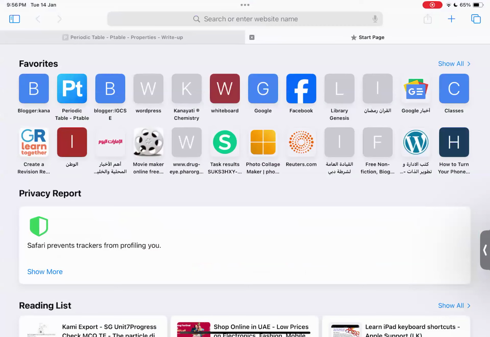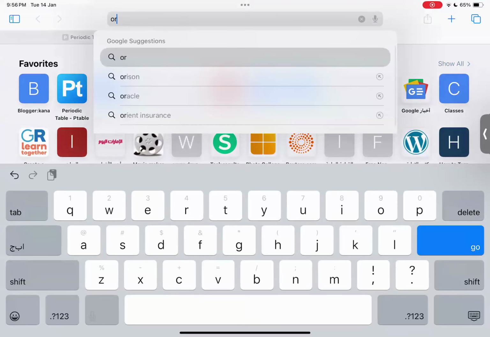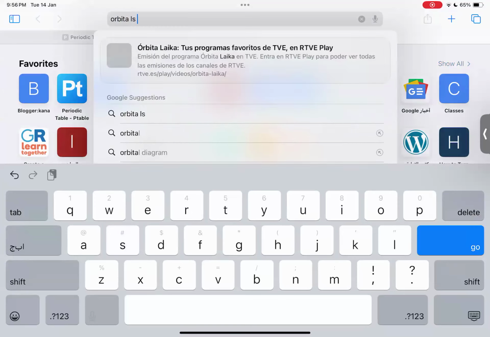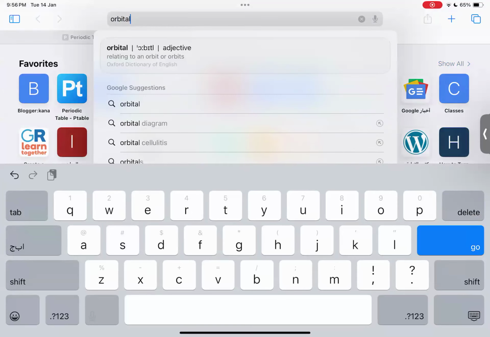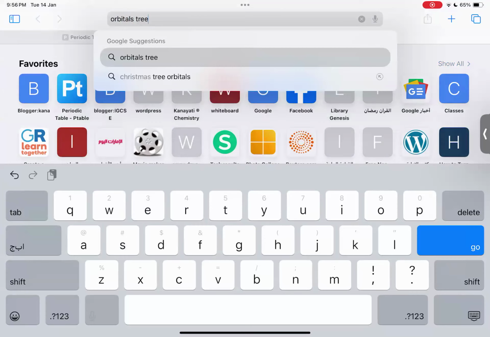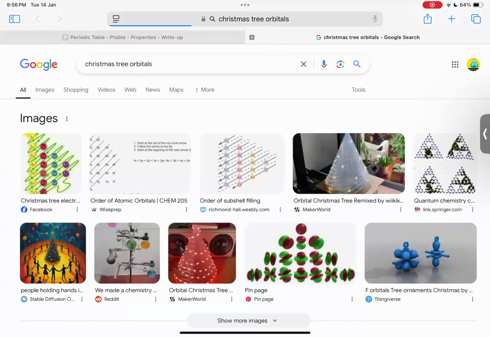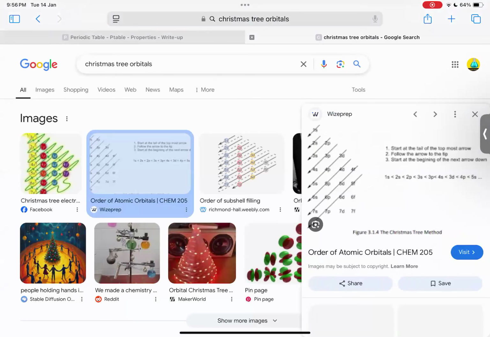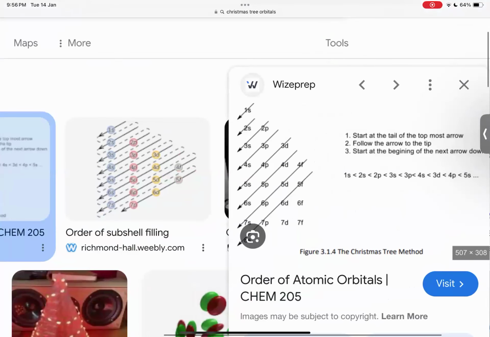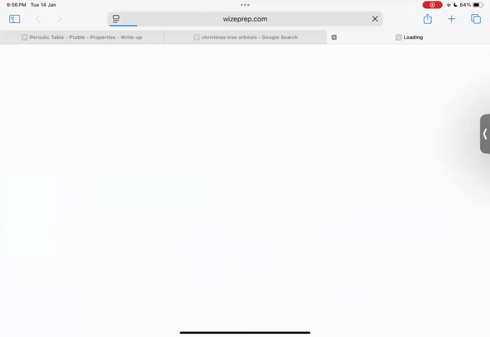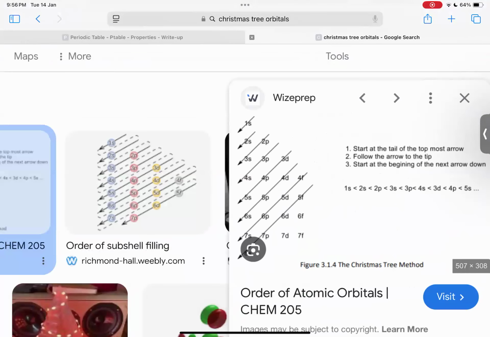Let's see here. The orbitals, I don't know what they call it. Orbitals 3. We will do it. The teachers will ask you to write like that: write 1s, then 2s, 2p6, and then make the arrows like that. So you know what is the correct arrangement.